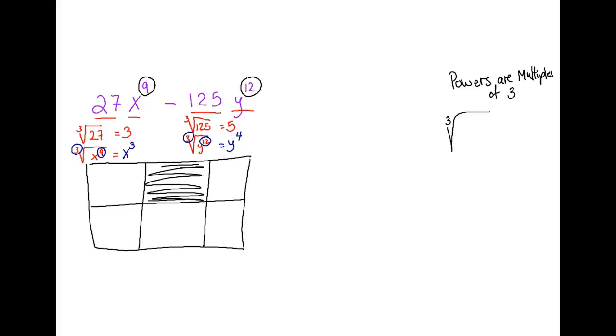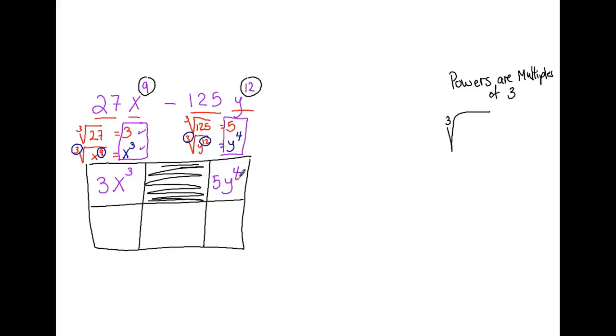Then, the next step, you need to copy your cubic roots into the first square. So, 3x cubed. I did nothing, I just copied the cubic roots in my first box. Then you do the same for the second box. You copy your cubic roots into the second box.